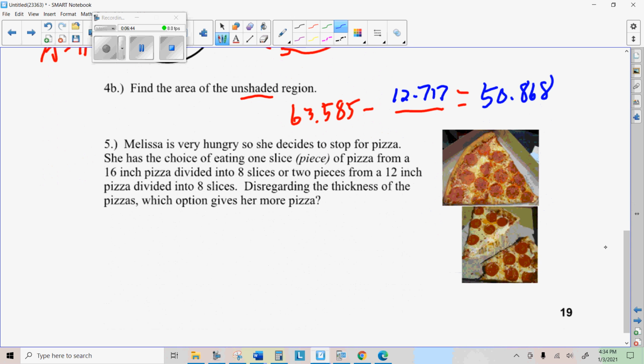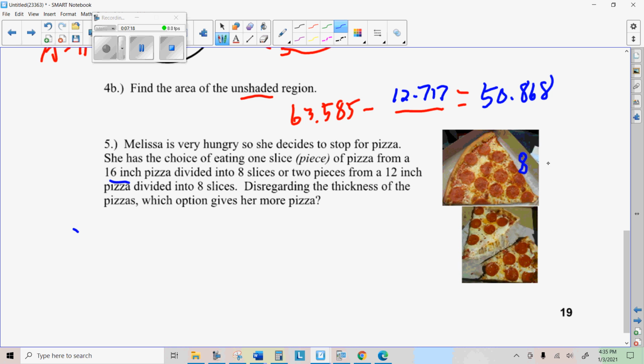All right, so Melissa's very hungry. She decides to stop for pizza. She has a choice of eating 1 slice of pizza from a 16-inch pizza divided into 8 slices, or 2 pieces from a 12-inch pizza divided into 8 slices. Disregarding the thickness of the pizzas, which option gives her more pizza? So she can take 1 piece from a 16-inch diameter pizza. I think you should draw your numbers here. If the diameter is 16, then the radius is 8.